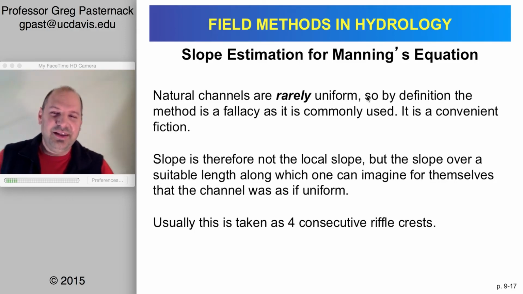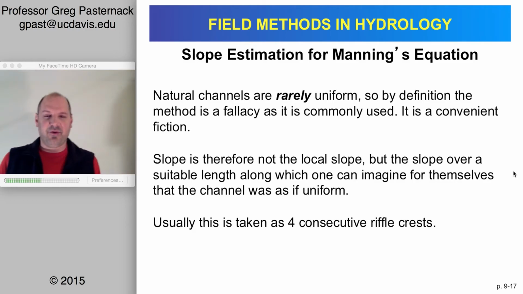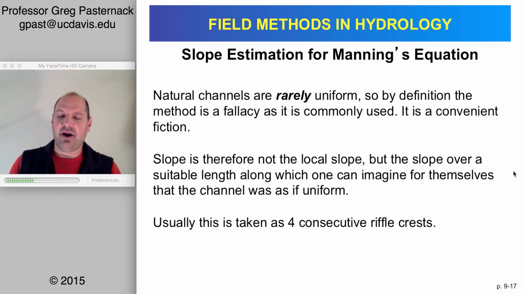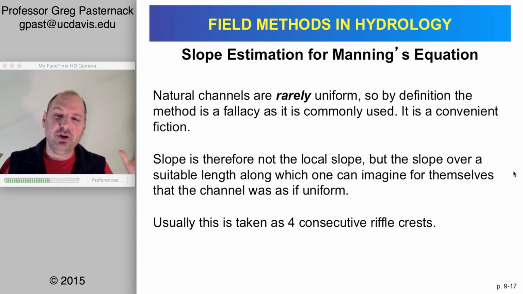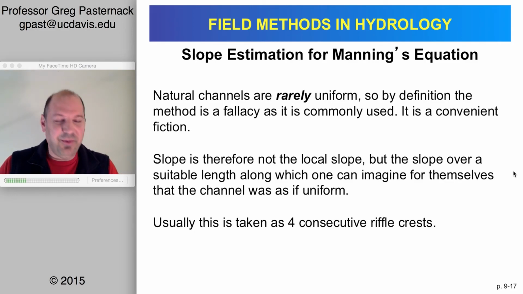Well, first of all, natural channels are rarely uniform, so that's a problem. But when you're measuring slope, we're not talking about the local slope. When you look at a spot of the river, we're not talking about what you see there. We're talking about the slope over a long enough section of river that we can reasonably consider that uniform. Can we ever reasonably consider a river uniform? Do you think I have an opinion on that? But nevertheless, people are going to do this.